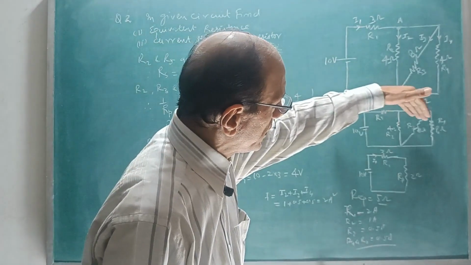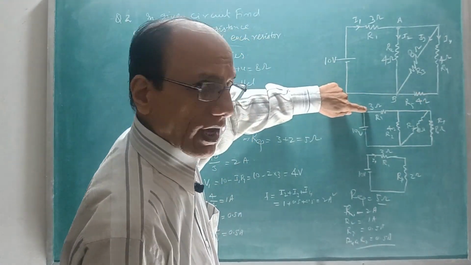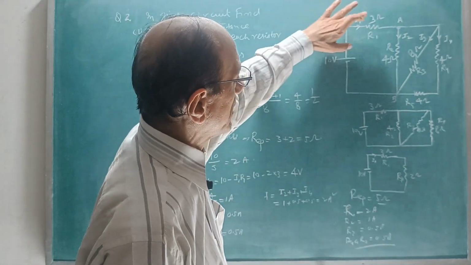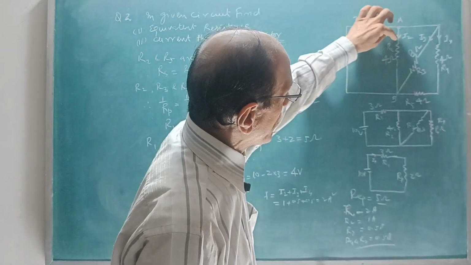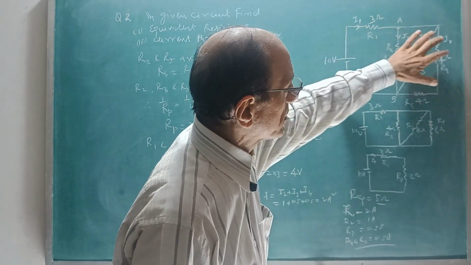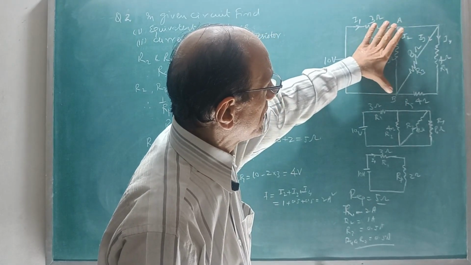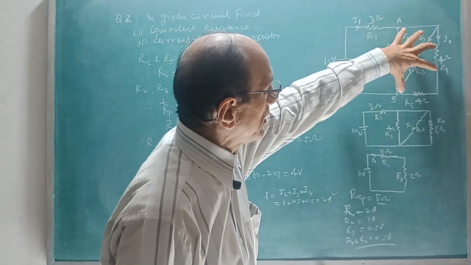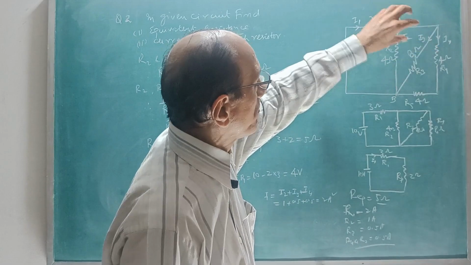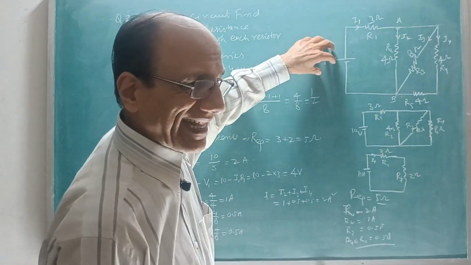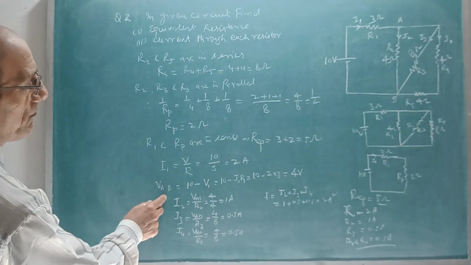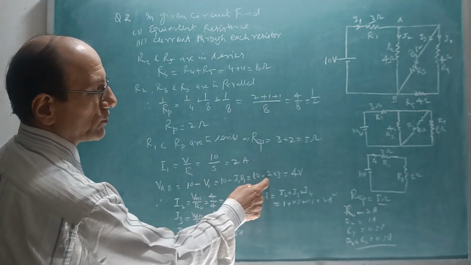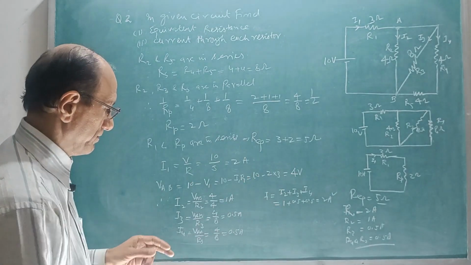Now the current through R1 is 2 ampere, already known, because this current is the same. To find the current through these resistors, we need the potential difference across them, that is between points A and B. So the potential across A and B plus across R1 will be equal to 10. Therefore VAB will be equal to 10 minus V1, that is 10 minus I1 R1, that is 10 minus 2 into 3, that is 4 volt.